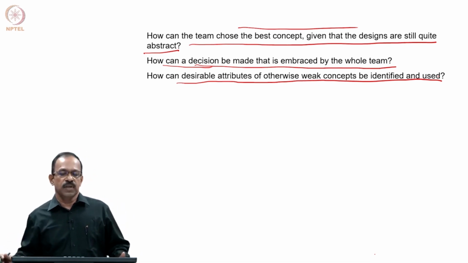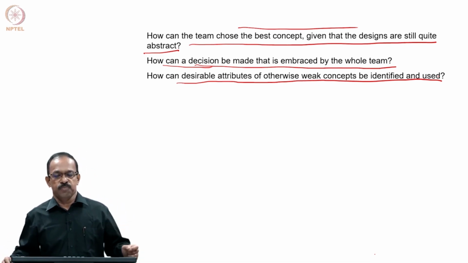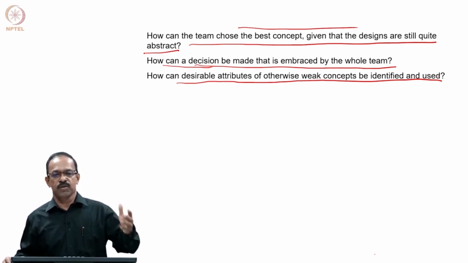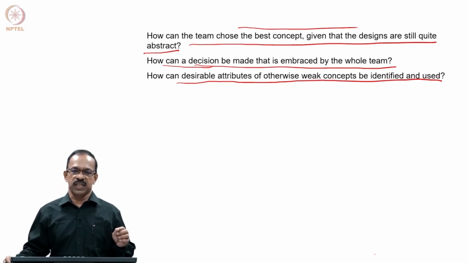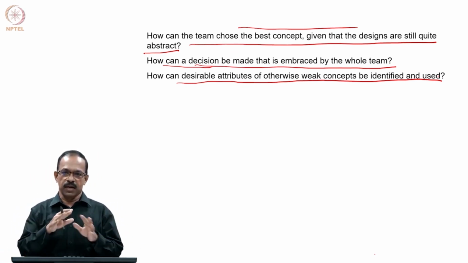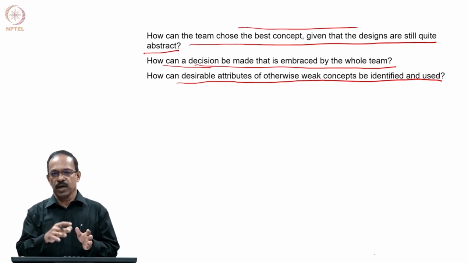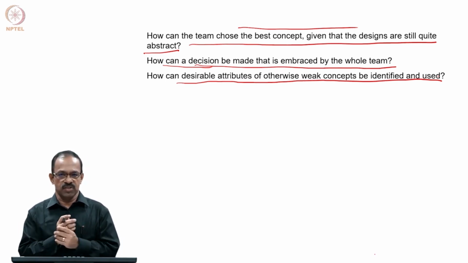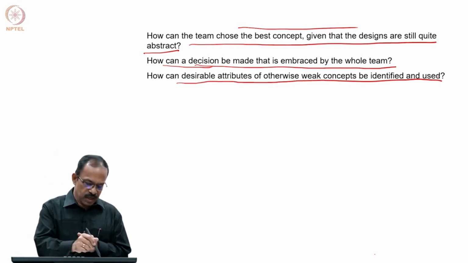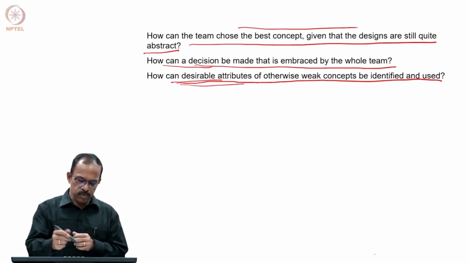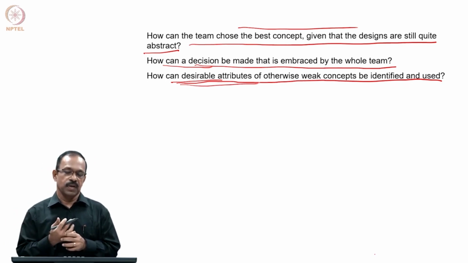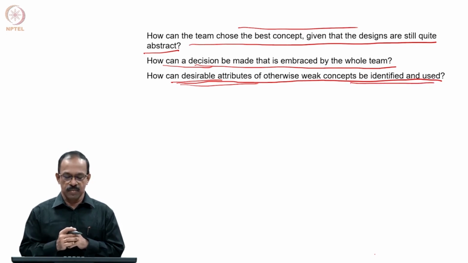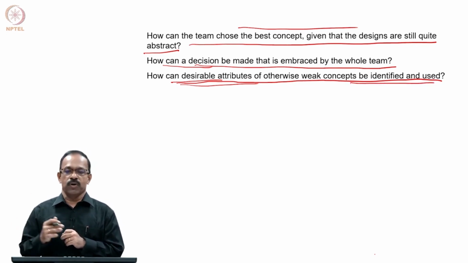So, when we have many concepts, some of them will be very good in a particular aspect, but they may be very bad in some other aspects, not intentionally, but because of the way the idea got converted to a concept, there may be some weak points in every concept. So, the question is, how can we use the desirable attributes of an otherwise weak concept and make use of that particular desirable attribute to improve the concept.